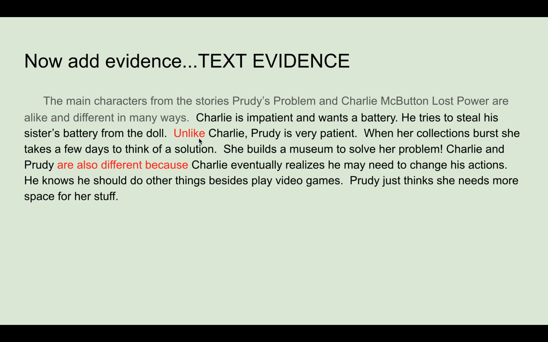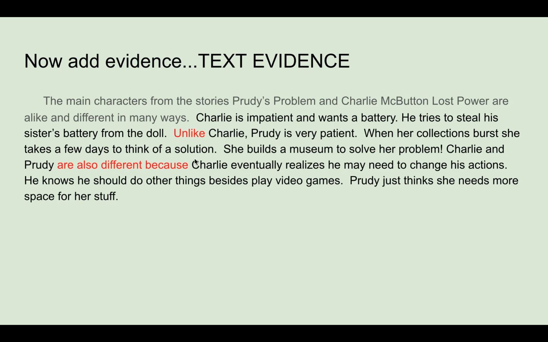Unlike Charlie. So now I'm using the word unlike as a transition word because now I'm going to talk about Prudy and how she's different. Unlike Charlie, Prudy is very patient. Here's my opinion about Prudy. Here's my text evidence. When her collection bursts, she takes a few days to think about a solution. She builds a museum to solve her problem. Charlie and Prudy are also different because Charlie eventually realizes he may need to change his actions. He knows he should do other things besides play video games. More text evidence. Prudy just thinks she needs more space for her stuff.